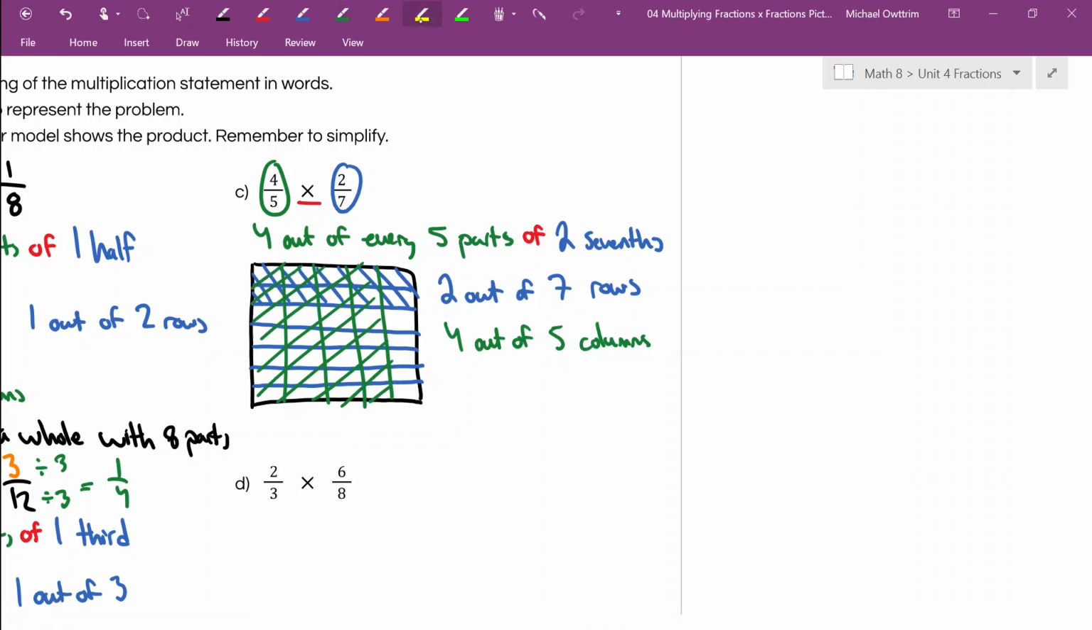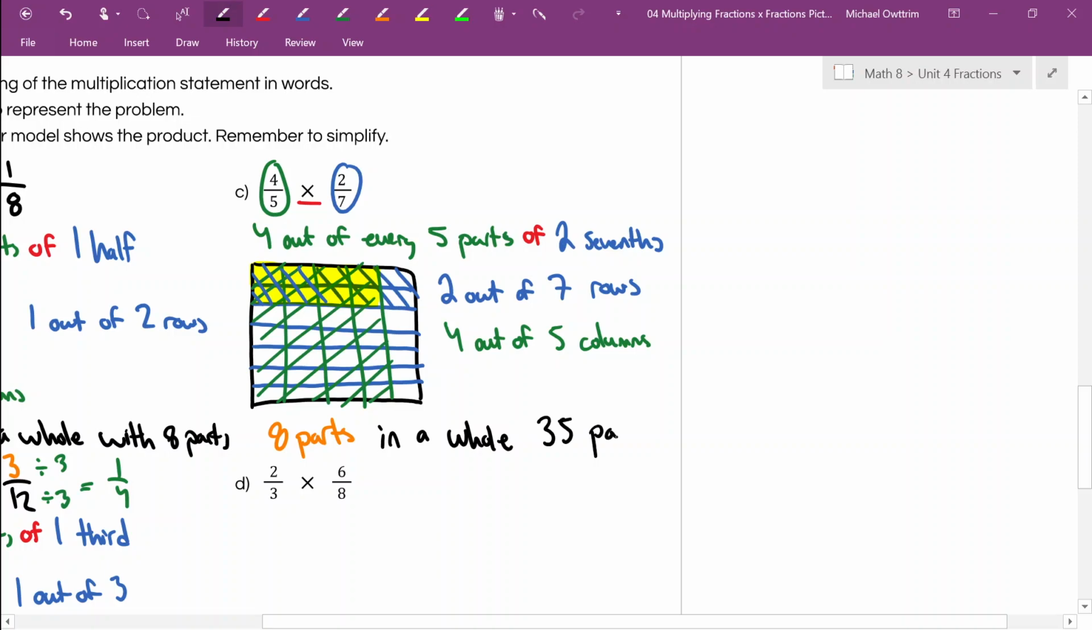My solution lies where I have my overlap, and I see there 8 parts in a whole. This is a 5x7 rectangle, so the whole has 35 parts. And so I'll conclude that my fraction is 8/35.